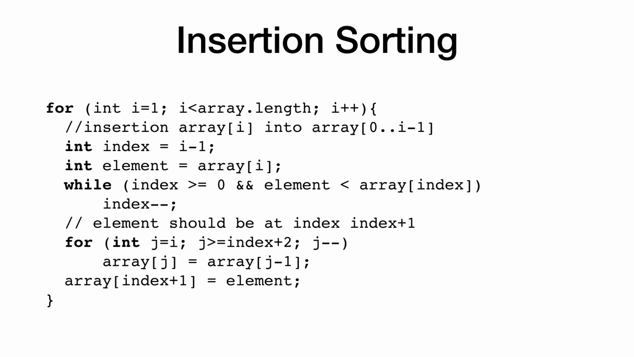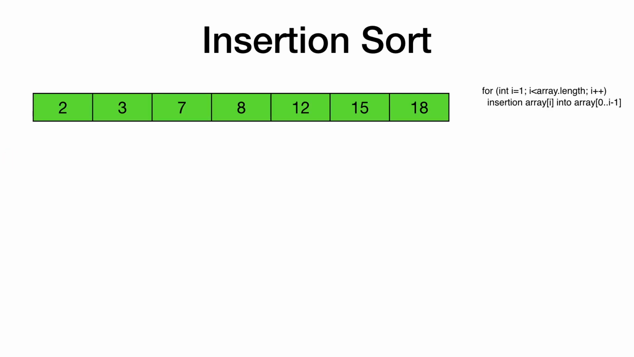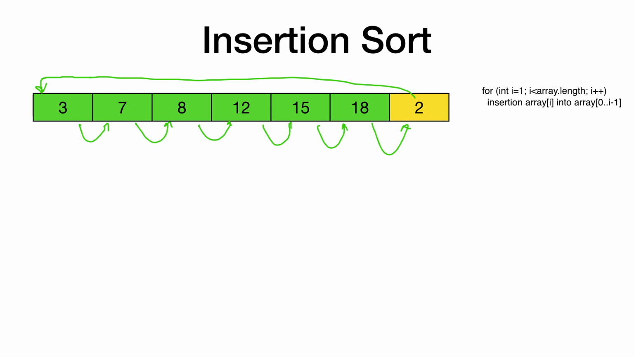Then we're going to keep decrementing index, as long as it hasn't reached the beginning and while it's still bigger than the thing that we need to add. So we're trying to find the location where we need to insert the element. Once we find it, the element should be at index. Then we're going to move everything from index plus 1 over by 1. We're shifting it, so j starts at i. We drew it here as shifting 3 to 7 and then 7 to 8, but really we're starting at the end.